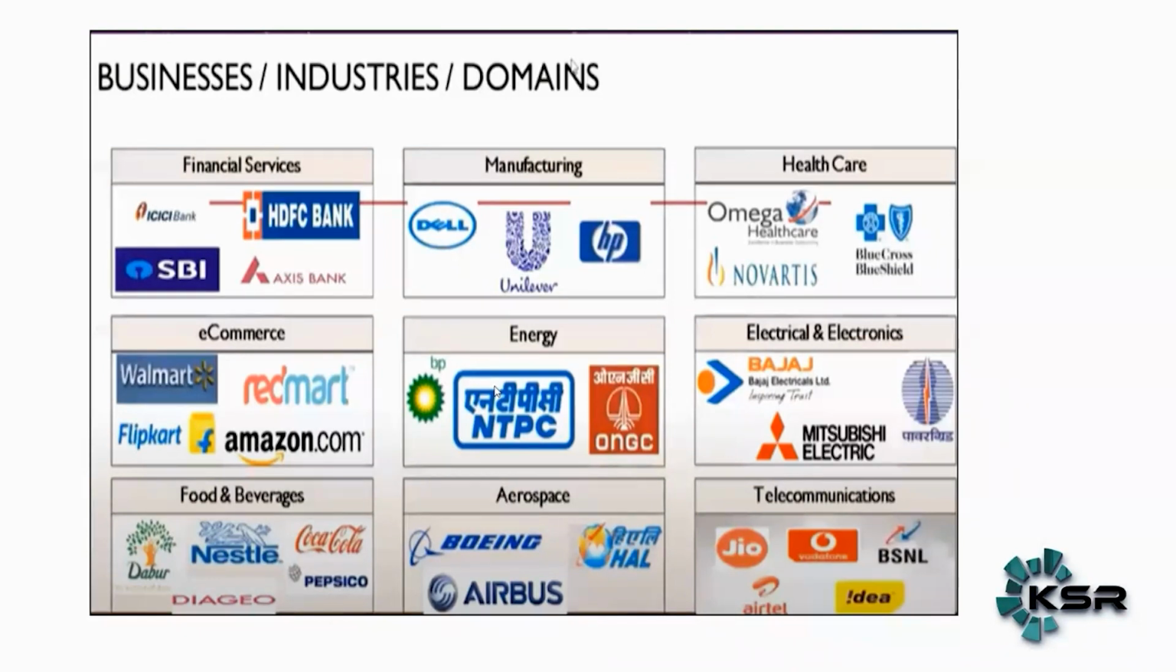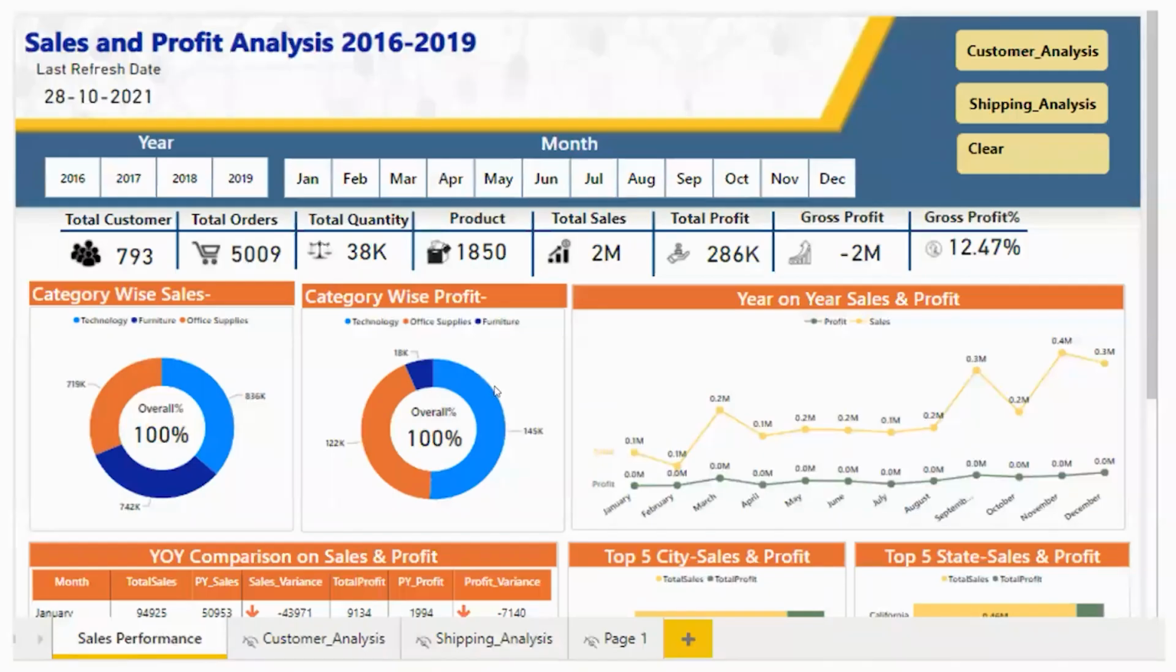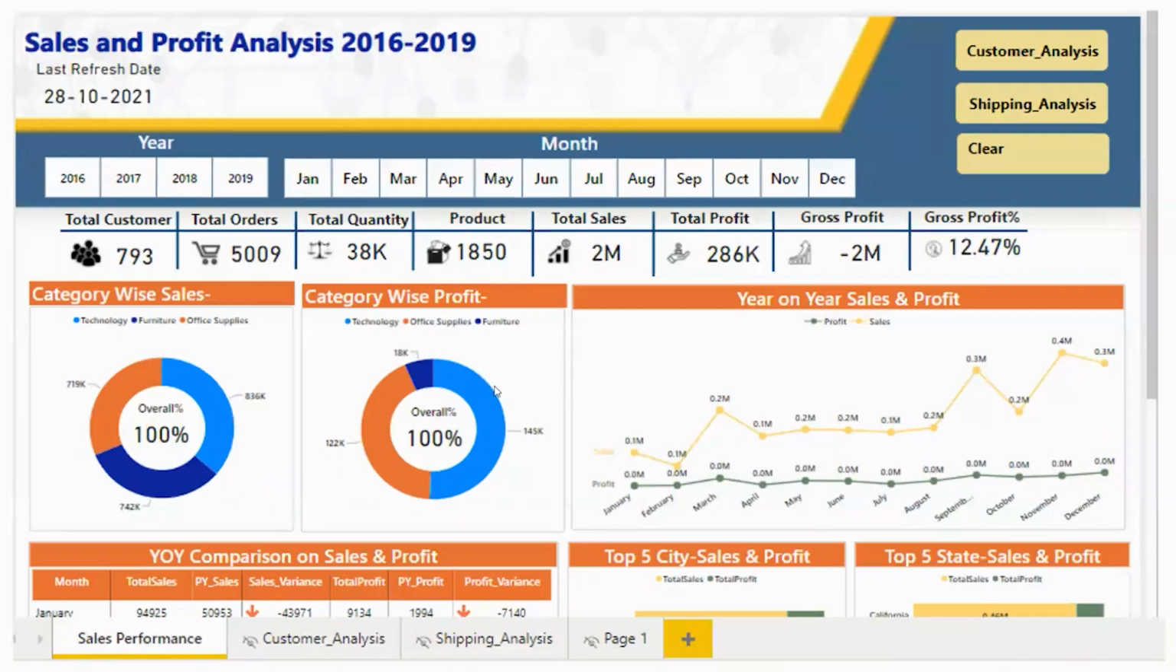So here are some examples of reports. All these reports are created by students by the end of the course. Not even the end, within 30 days of the Power BI course, you will also be able to create some reports like this on your own, without anybody's help. For this, no coding is required, other than some functions you will be learning.